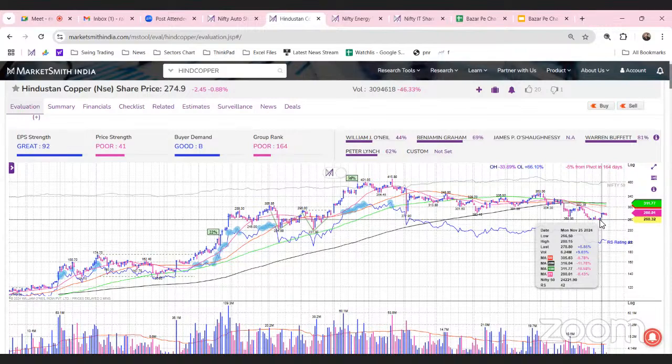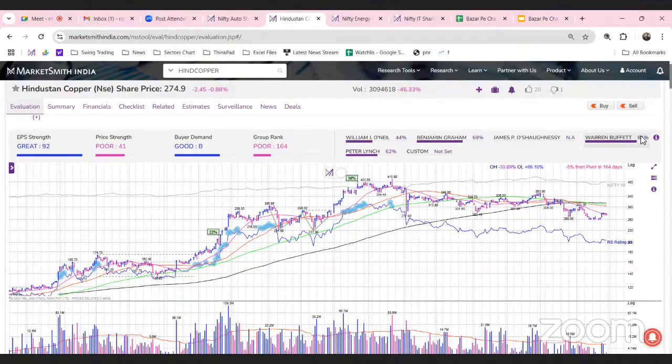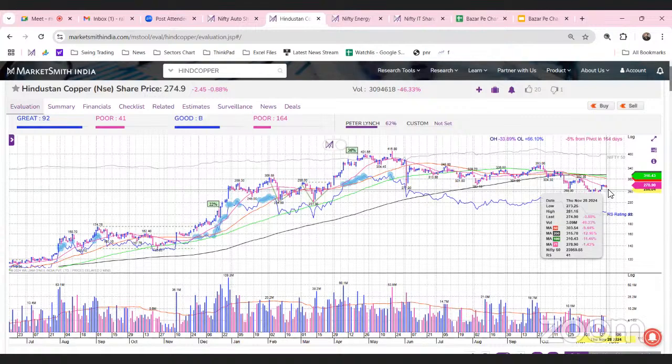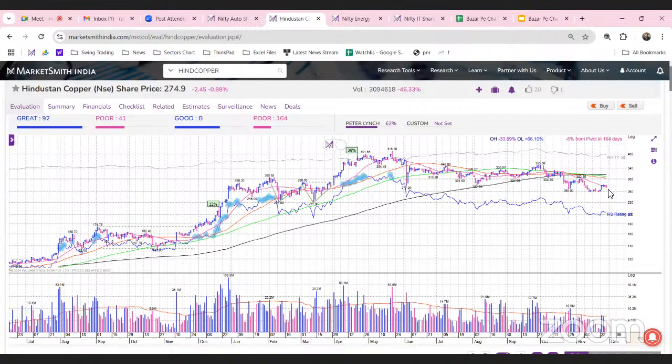On the 25th of November the stock gained around 6% intraday, also with above average volume, if you look at the volume as well. But after that it is again trading sideways, near its 21 DMA. So let's see how the stock behaves, but overall sentiment is negative here as well in Hind Copper.